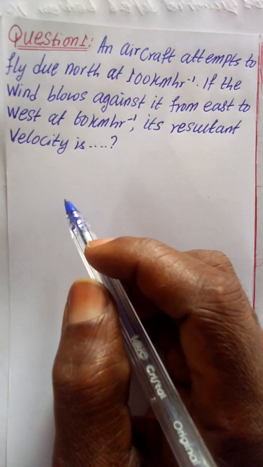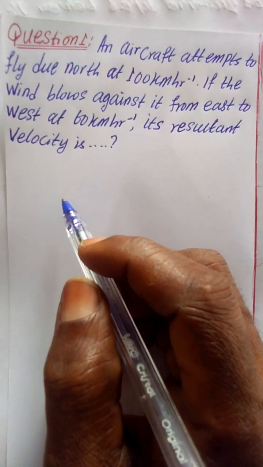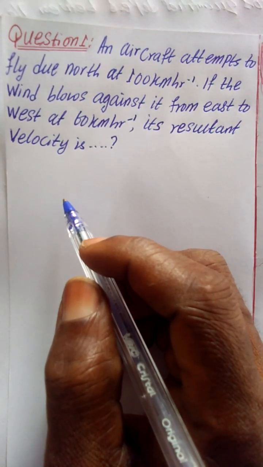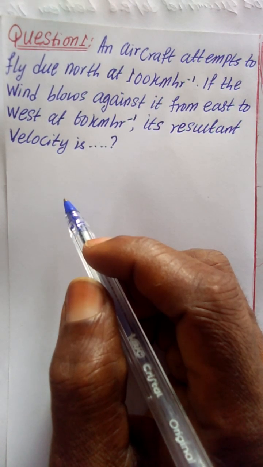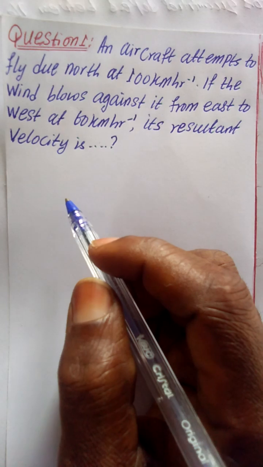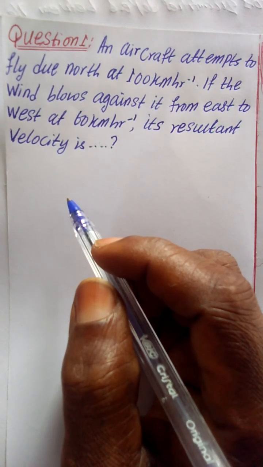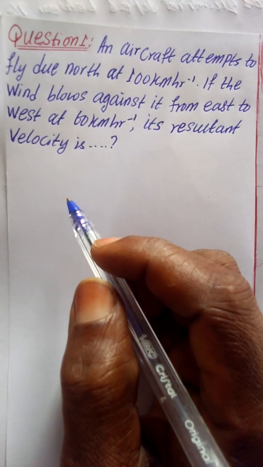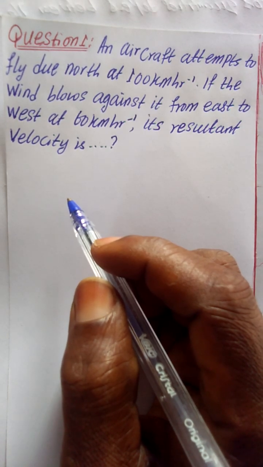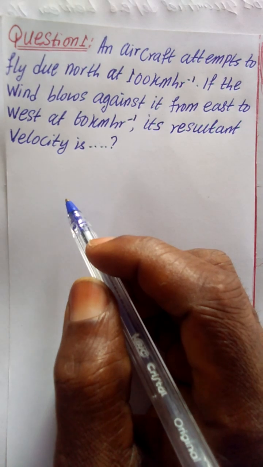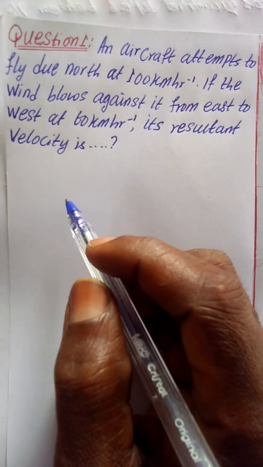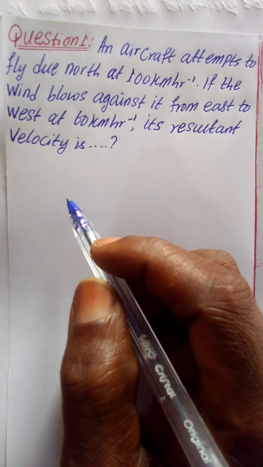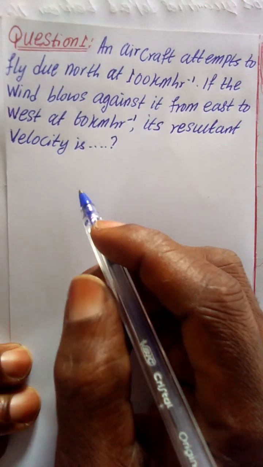All Solution Physics. Today we want to attempt this question on vector that says an aircraft attempts to fly due north at 100 kilometers per hour. If the wind blows against it from east to west at 60 kilometers per hour, its resultant vector is. So now let's look at how we can find the resultant vector in this question. But before then, we have to represent this in a diagram.